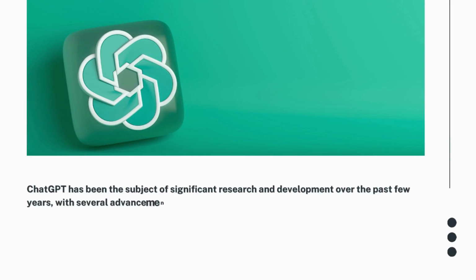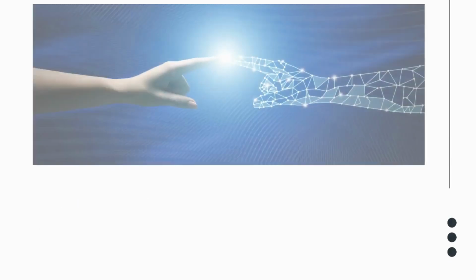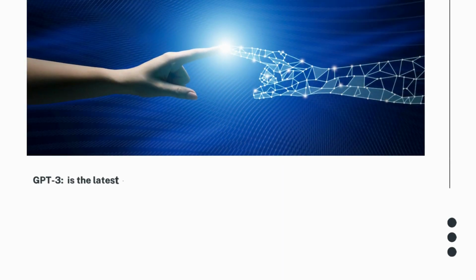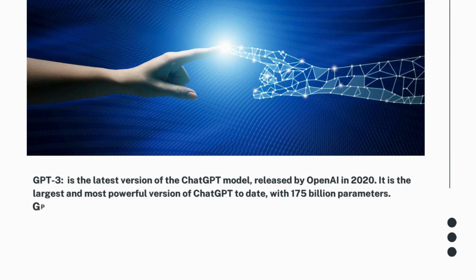ChatGPT has been the subject of significant research and development over the past few years, with several advancements and improvements being made to the model. Here are some of the latest advancements and research in ChatGPT. GPT-3. GPT-3 is the latest version of the ChatGPT model, released by OpenAI in 2020. It is the largest and most powerful version of ChatGPT to date, with 175 billion parameters.